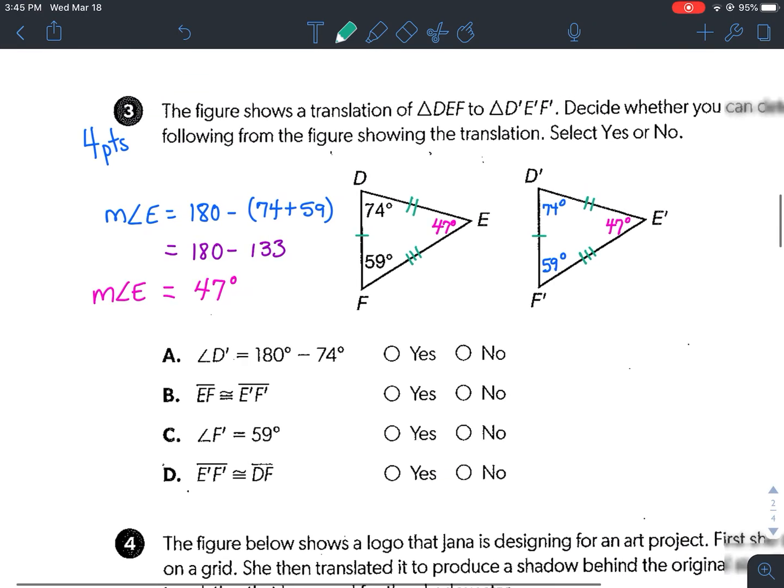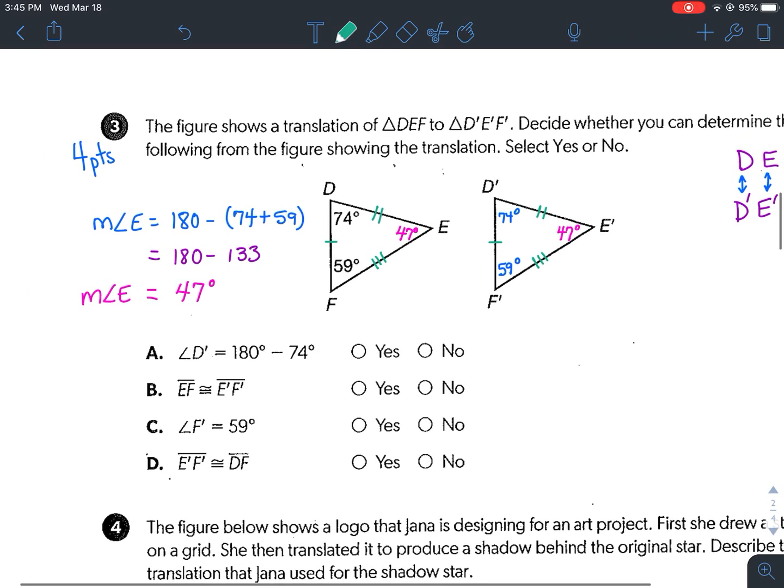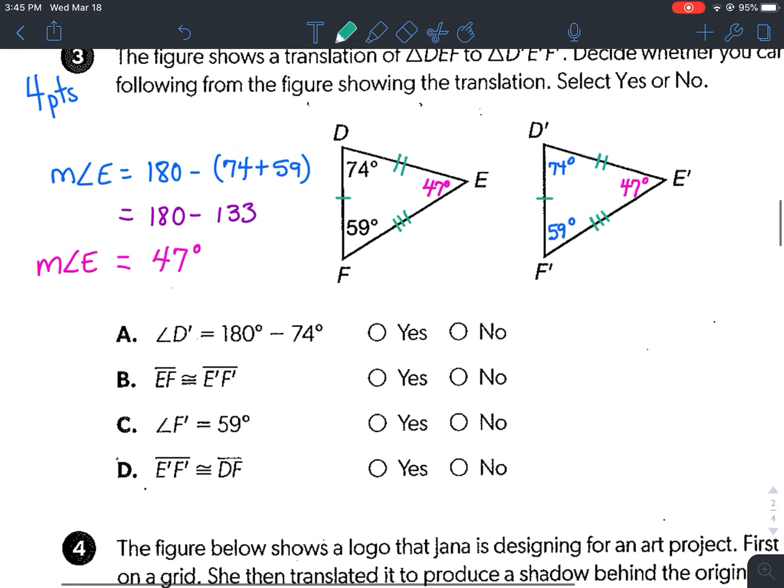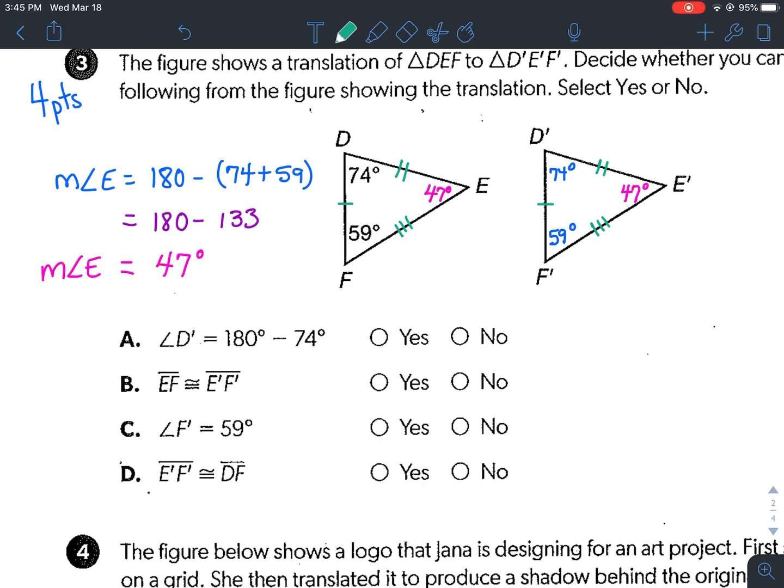Okay, so now what you need to do is use the information you have here. Go through and answer yes or no on all 4 questions. If you have any questions, let me know.